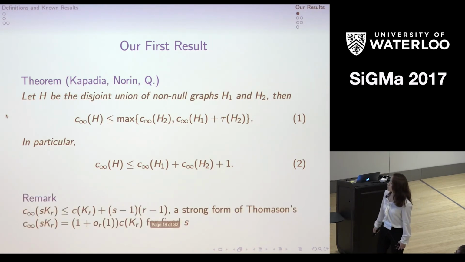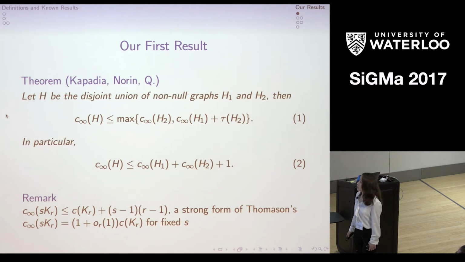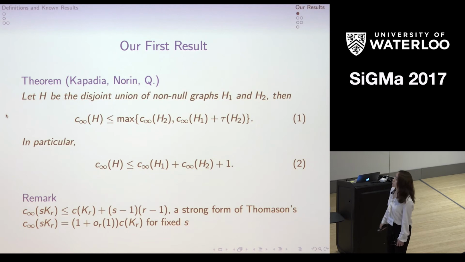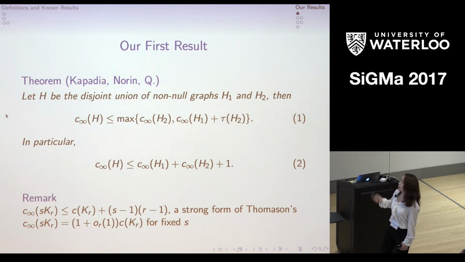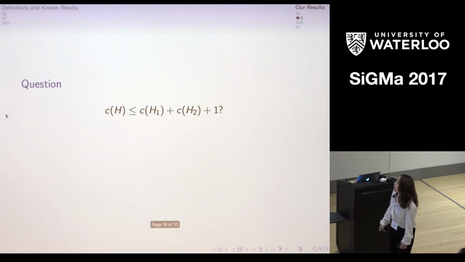And another remark would be from the first inequality, we can obtain a strong form of Thomason's results for fixed s. Another thing: if you replace C_infinity by C in the first inequality, it is in general not true. But what about replacing C_infinity by C in the second inequality?